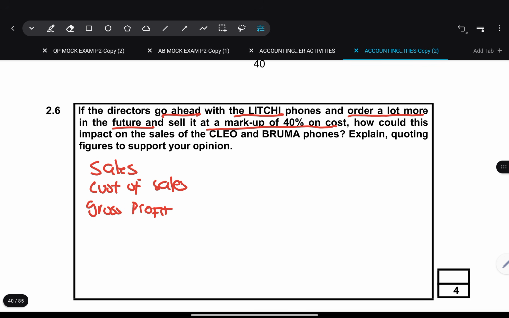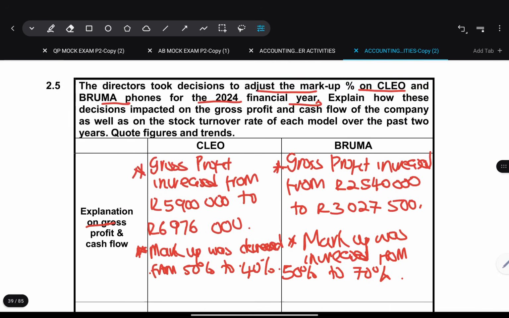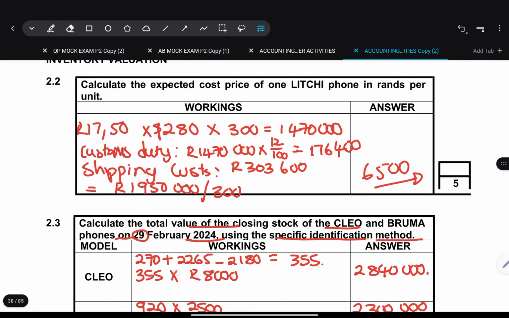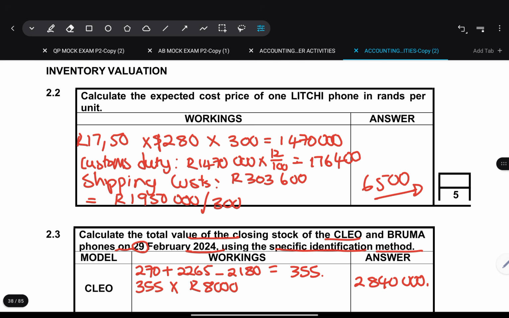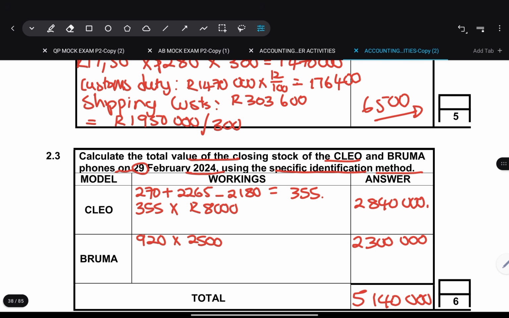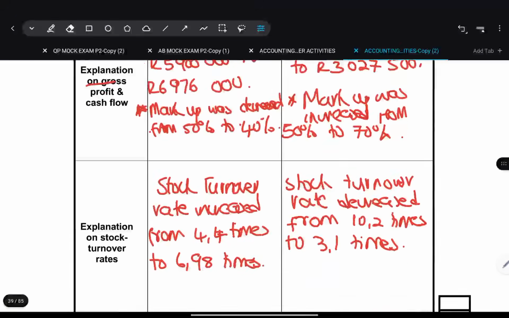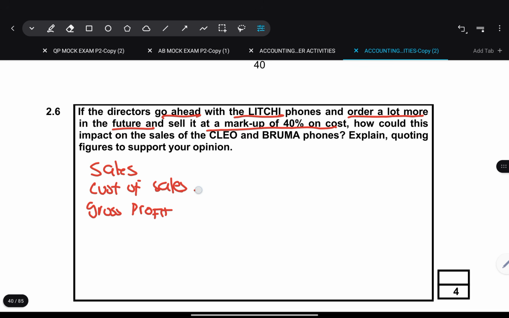Remember, we have the cost of sales here, because we identified that it's going to cost 6.5. So 6.5 multiplied by 300 will give you 1,950,000. So our cost of sales in this case will be 1,950,000. Remember, we got it from question 1. And then for our markup, we say 1,950,000 multiplied by 140 over 100. It will give us our sales.